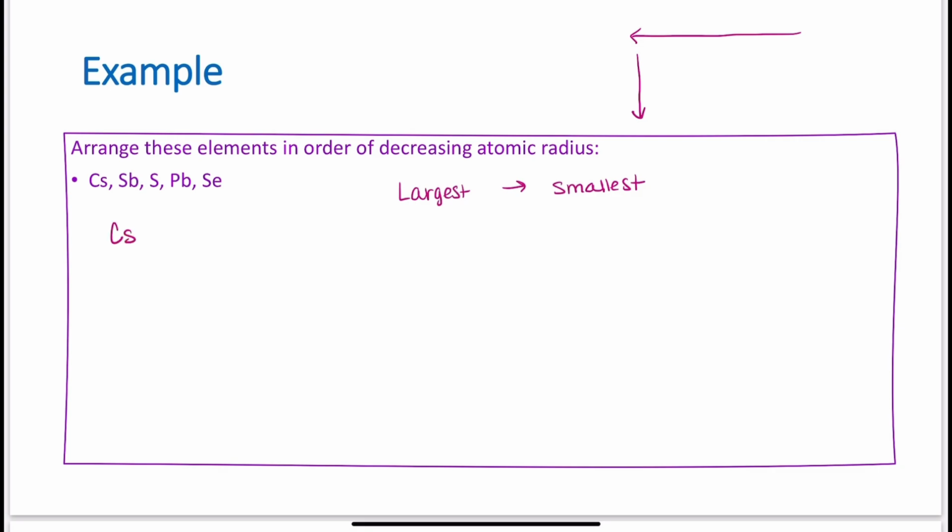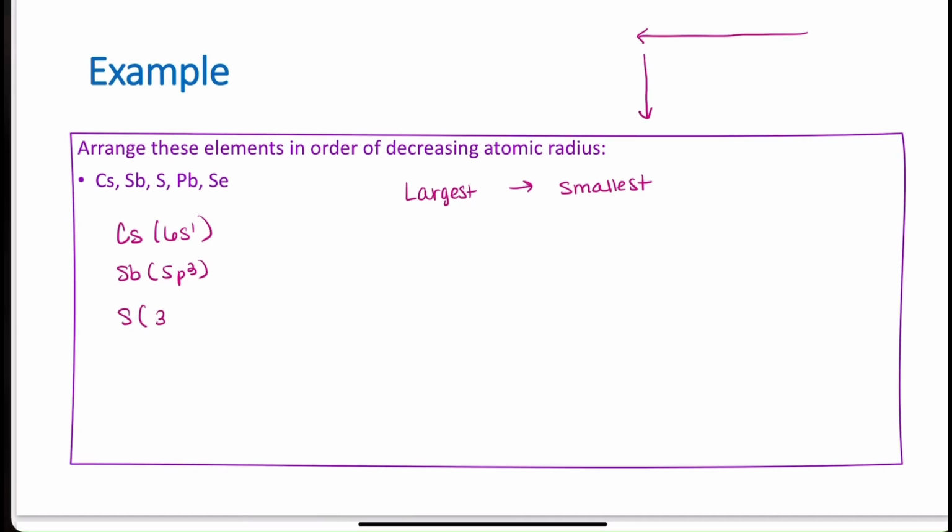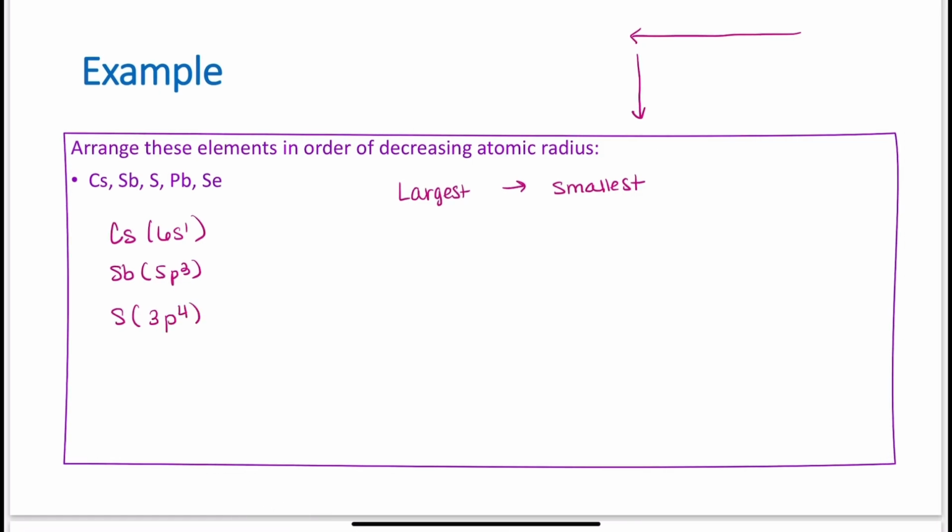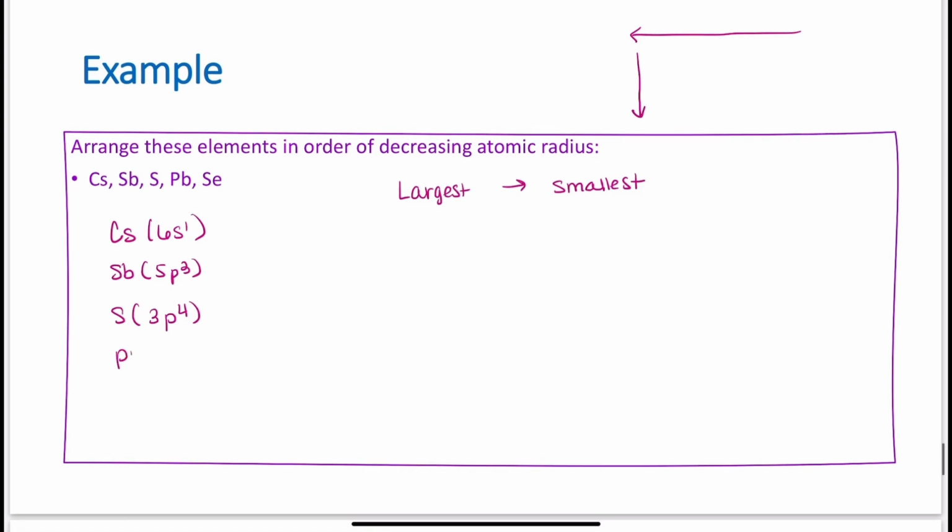So, cesium, its last electron is in 6s1. Antimony, its last electron is 5p3. Sulfur, its last electron is 3p4. Lead, its last electron is 6p2. And selenium, its last electron is 4p4.